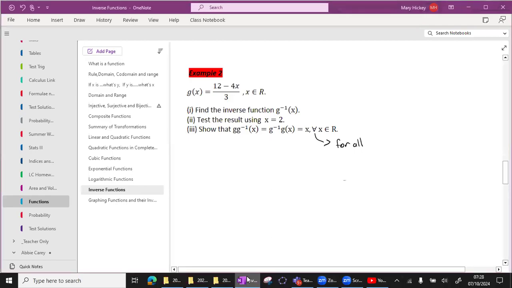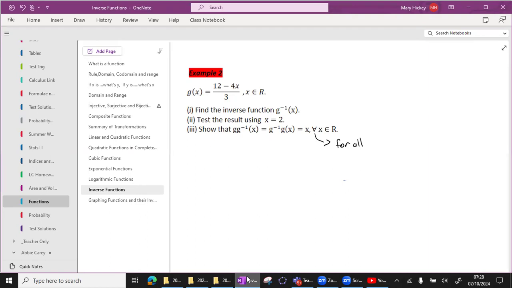Okay, let's look at the next one. So it says find the inverse function, test the solution using x equals 2, and then show that if you do g after the inverse of g, it should be equal to doing the inverse of g after g of x, and they should both just be x when you're done. I know that's hard to understand until you see it, so we're going to look at it now.